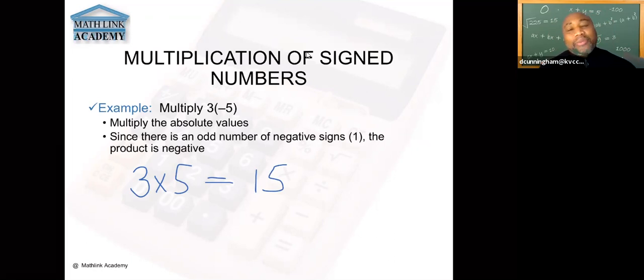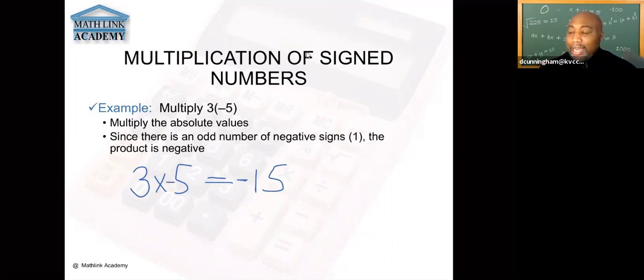Now notice it's not 3 times 5, it's 3 times negative 5. Since there's an odd number of negatives, the answer is going to be negative. So that would be a negative 15. That's the final answer for this one.